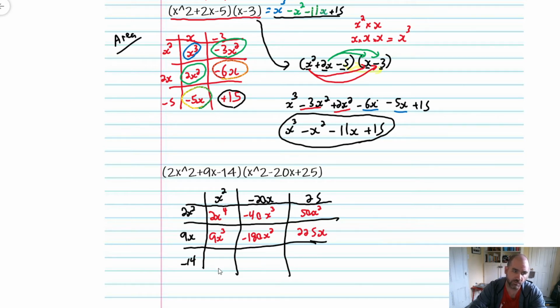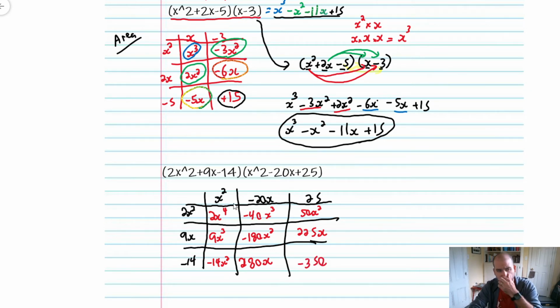X squared times negative 14, negative 14x squared. 20 and 14 is going to be 280. So positive 280 because it's two negatives. So 280x. So there's an x there. And then 25 times 14, that's going to be 350, and it's going to be negative.